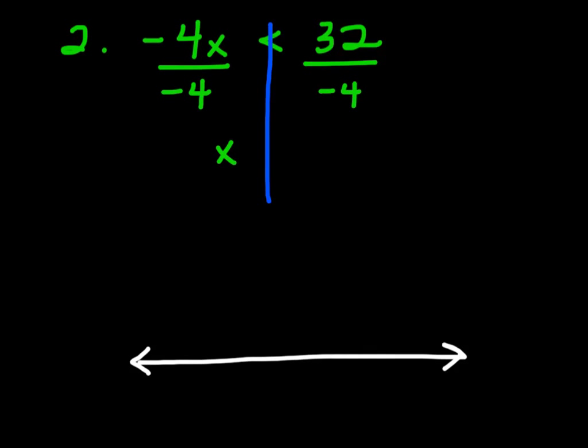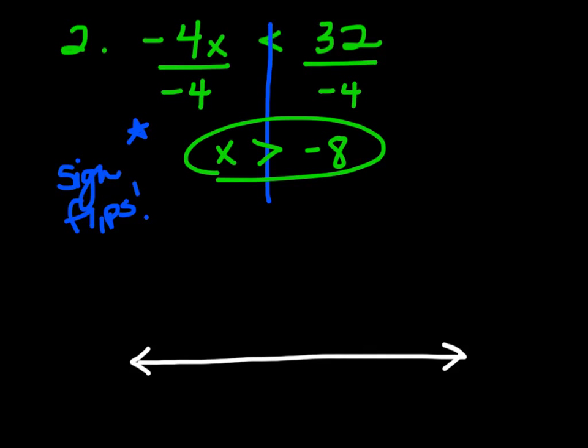Here's the trick with this. We talked about this before. Whenever you're dividing by a negative, like the -4, the sign is going to flip directions. The inequality sign changes to counteract the flip. So this is actually going to become x is greater than -8. So this is actually the solution here.